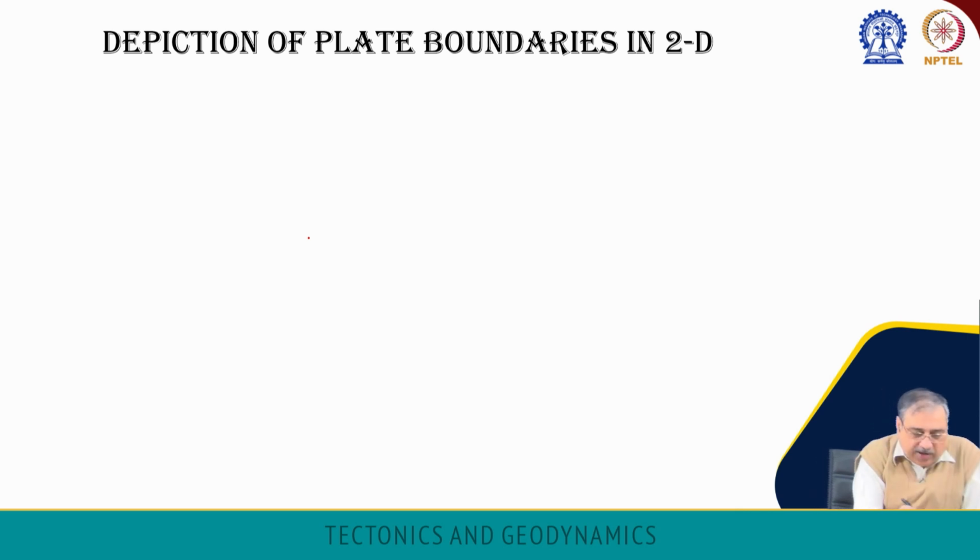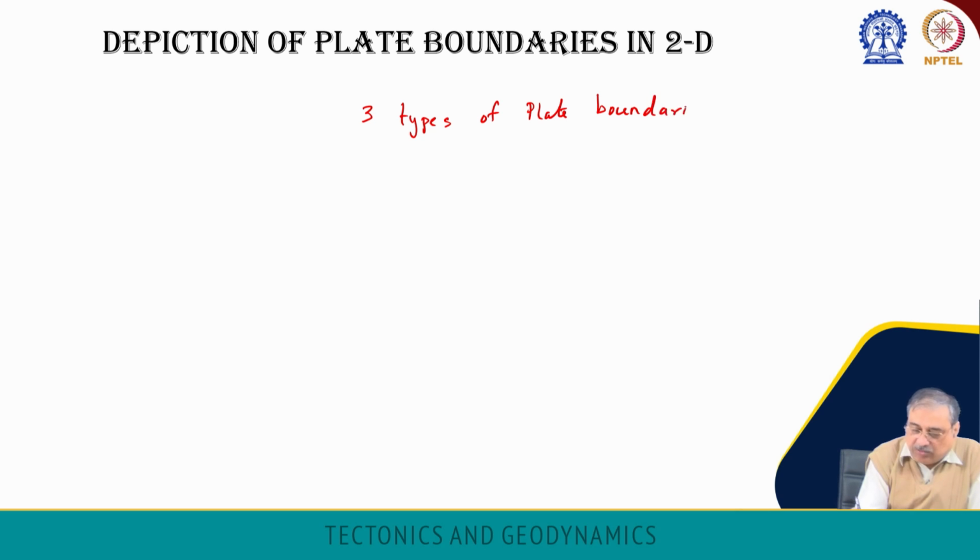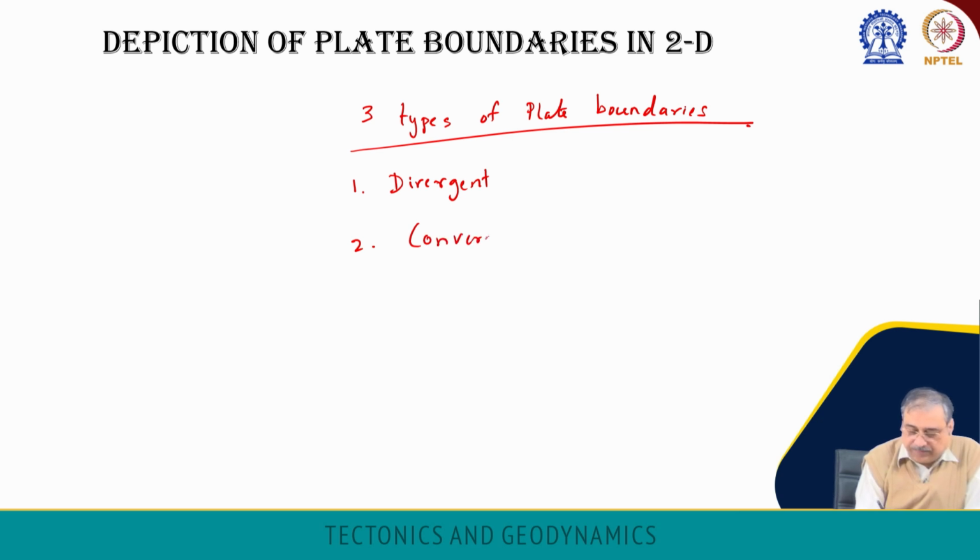Now, we know that there are, let us say, 3 types of plate boundaries. Pardon my handwriting, it has never been good and I have had complaints from all my teachers. However, I will try to write them as clearly as I can for the 3 types of plate boundaries. So, the first one is divergent, the second one is convergent, and then of course, the third one is conservative, which is the strike slip one.